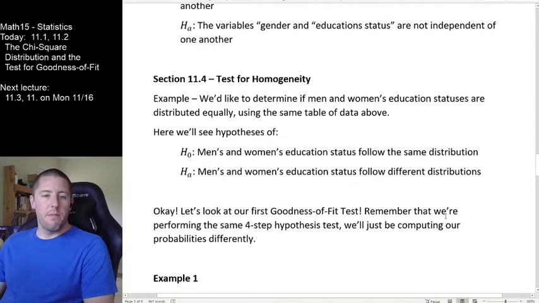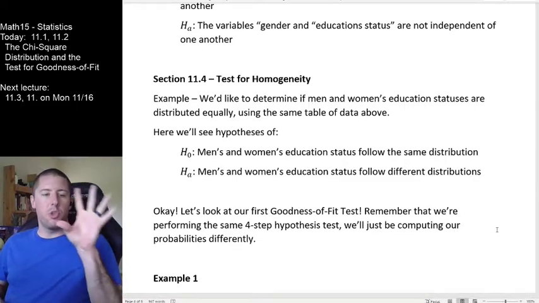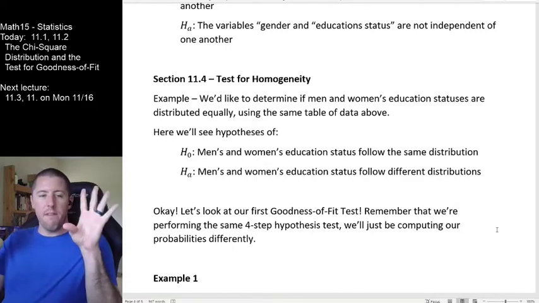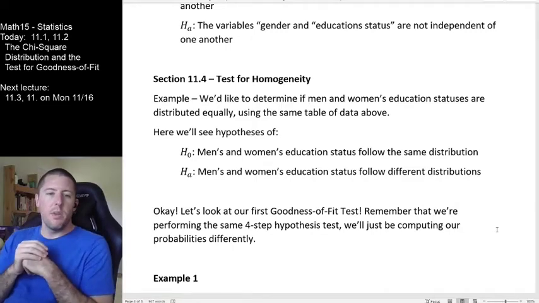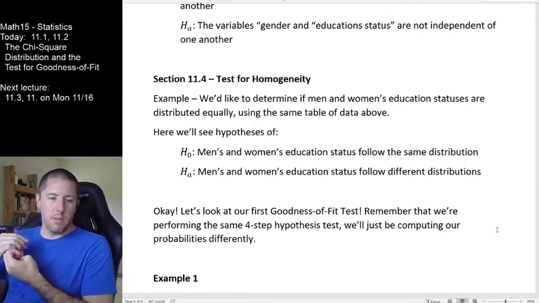Finally, in section 11.4, we'll look at a test for homogeneity, and we can kind of see this in the same data as before with our men and women and our education status. What we might want to ask is, do these 2 samples that we've taken, one sample of men and one sample of women, follow the same distribution? So in this case with 11.4, we're really considering these 2 separate samples, and we're asking the question, do these 2 samples follow the same distribution as one another?